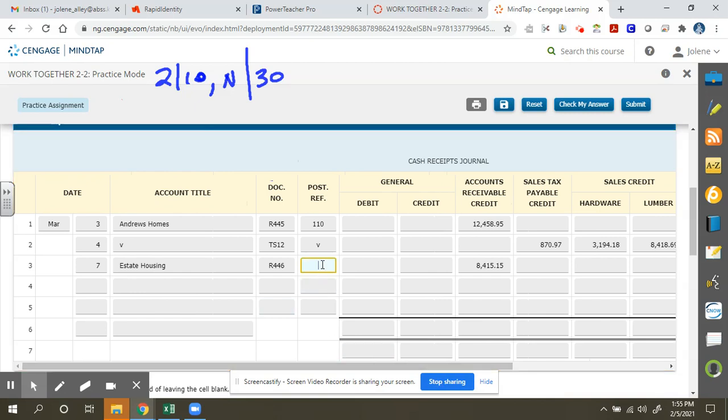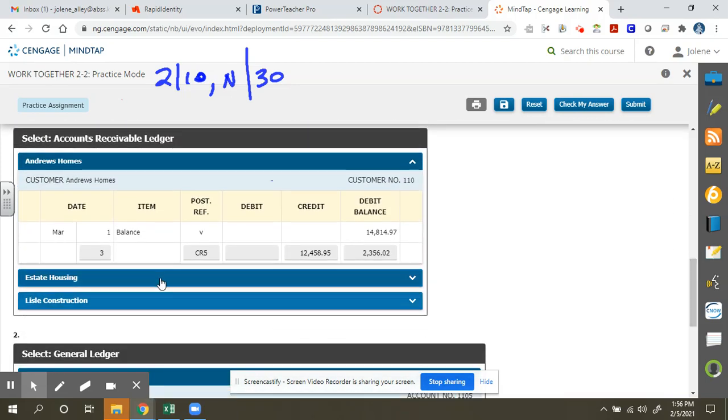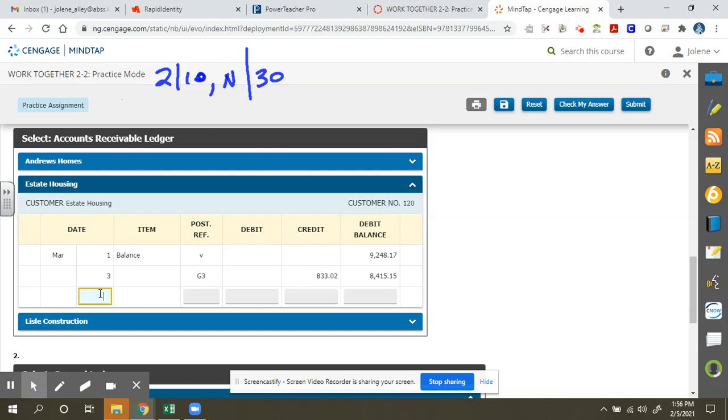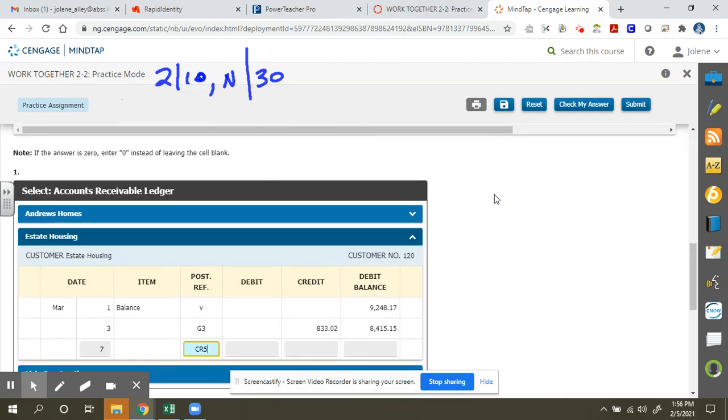Now we've got to post it for the 7th. I'm going to go down here to Estate Housing. Here, this is the 7th. We are getting this from Cash Receipts Journal, page 5, right? Now, is it a debit or is it a credit? Well, let's go up here and look. It's a credit. They're paying us what they owe us. The opposite of a receivable. When they pay the receivable off, it's a credit.